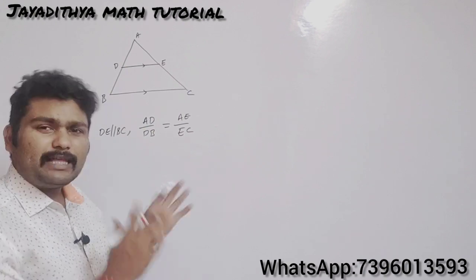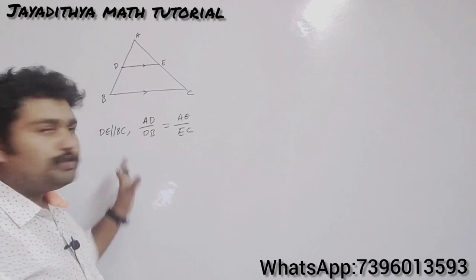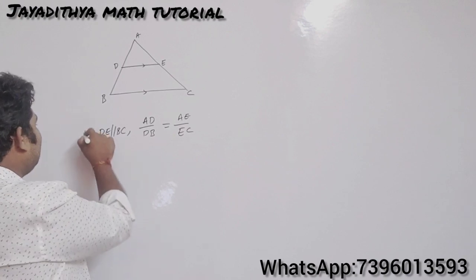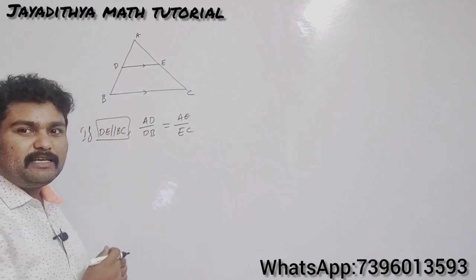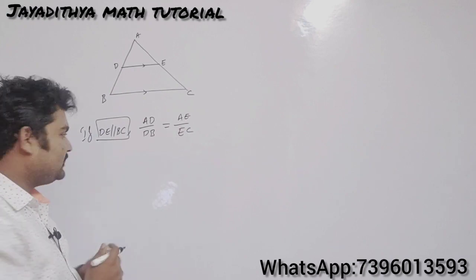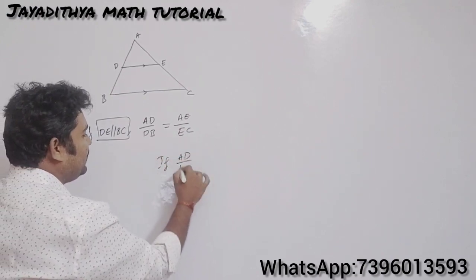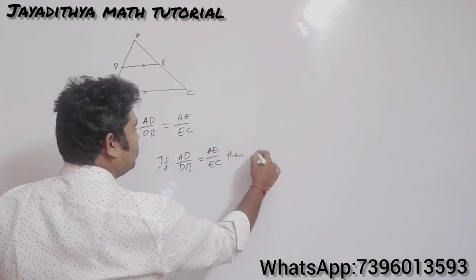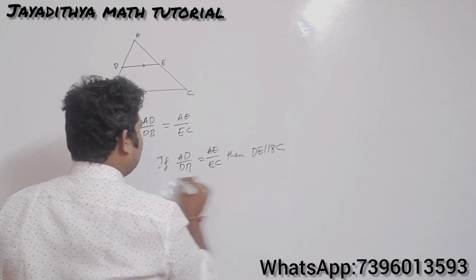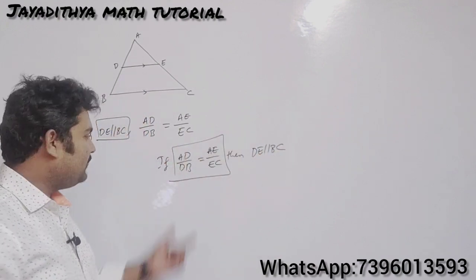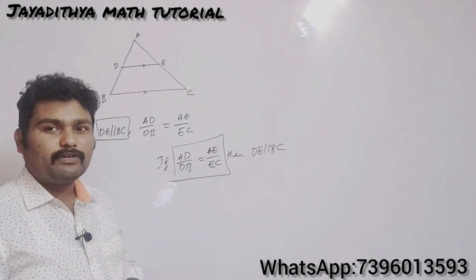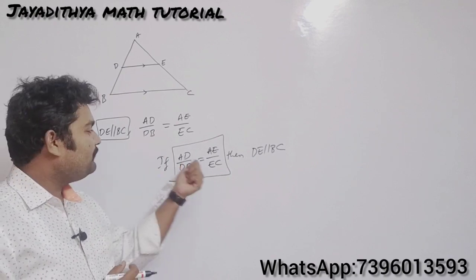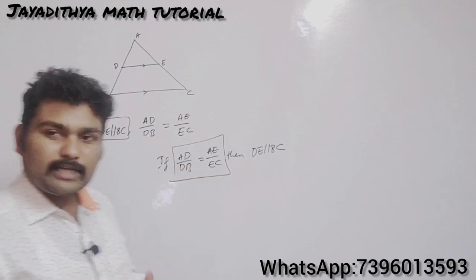Both are similar actually. You should understand what the first condition is here. If the condition is DE is parallel to BC, then we are talking about the basic proportionality theorem. Or if AD by DB is equal to AE by EC, then DE will be parallel to BC. If the condition is about the ratios, then we are talking about the converse of the basic proportionality theorem. So keep this in mind: if you start with parallel, that is the basic proportionality theorem. If you start with ratio, that is the converse of the basic proportionality theorem.